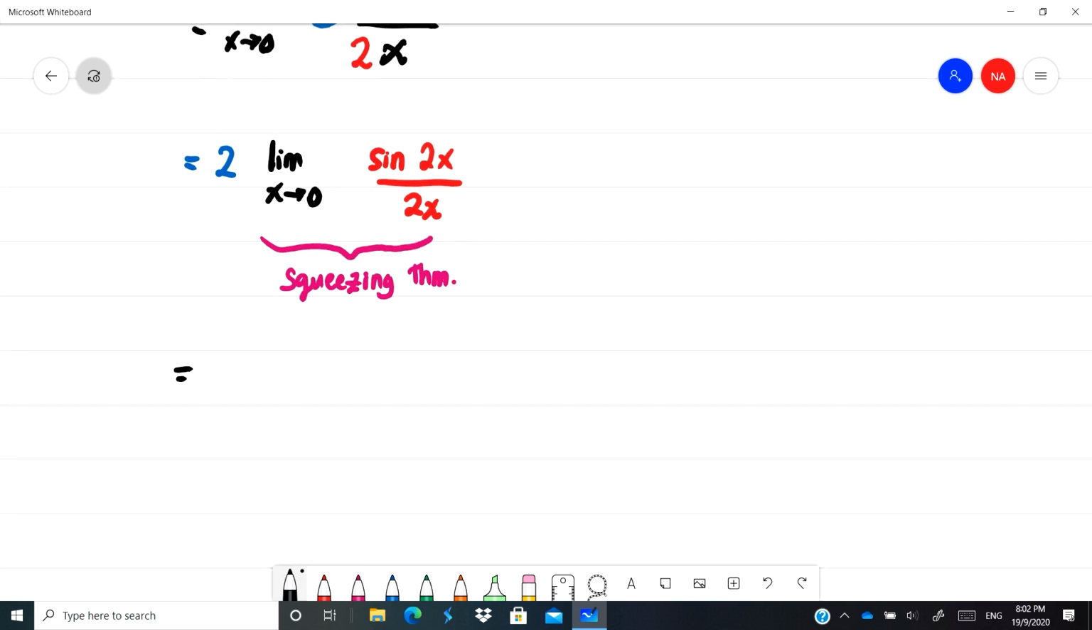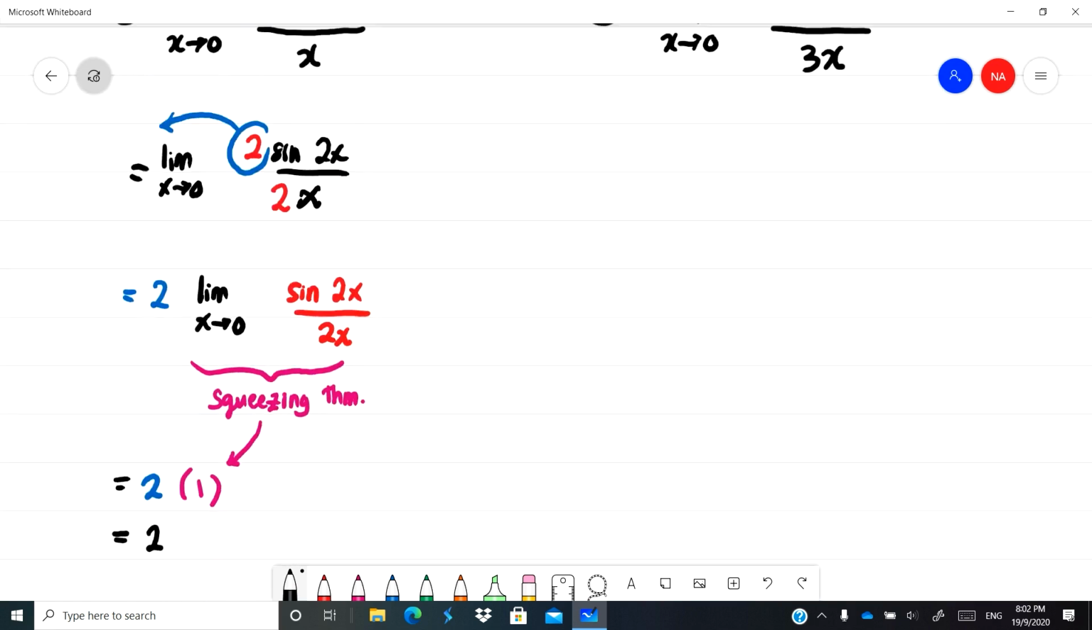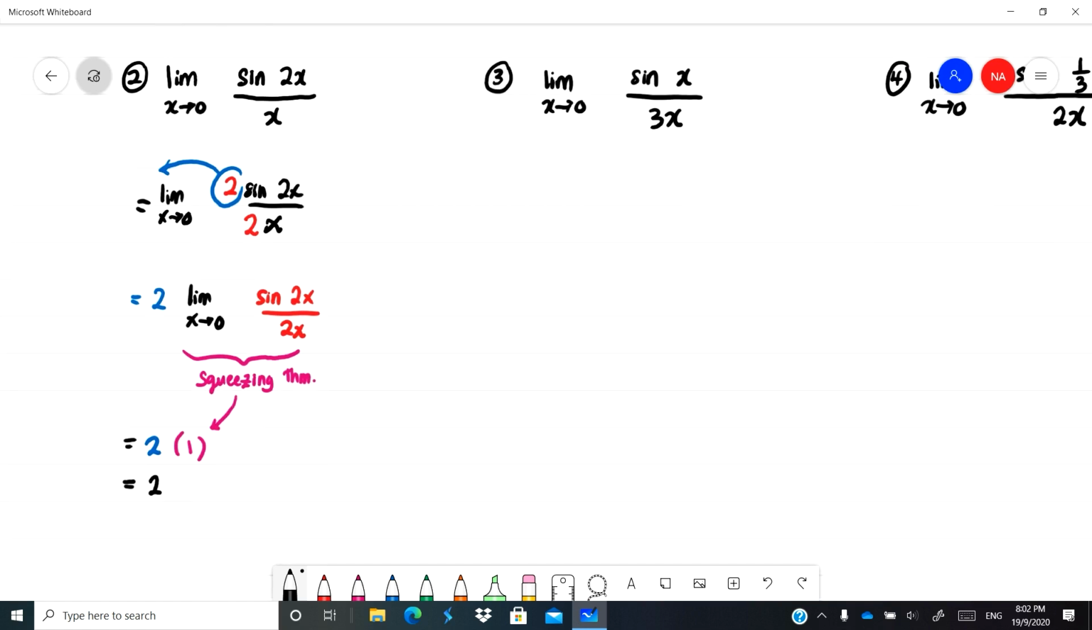So we'll have 2 in front there. Don't forget that we have 2 in front here. All right, so by squeezing theorem, the value will be 1. This part will be 1. So 2 multiplied by 1. Please show that by using squeezing theorem, you get the value 1. Most students just ignore the value 1. I know it's very easy to multiply 2 by 1, but you must show, right? So 2 multiplied by 1 will be 2. So this is the full solution for question number 2.